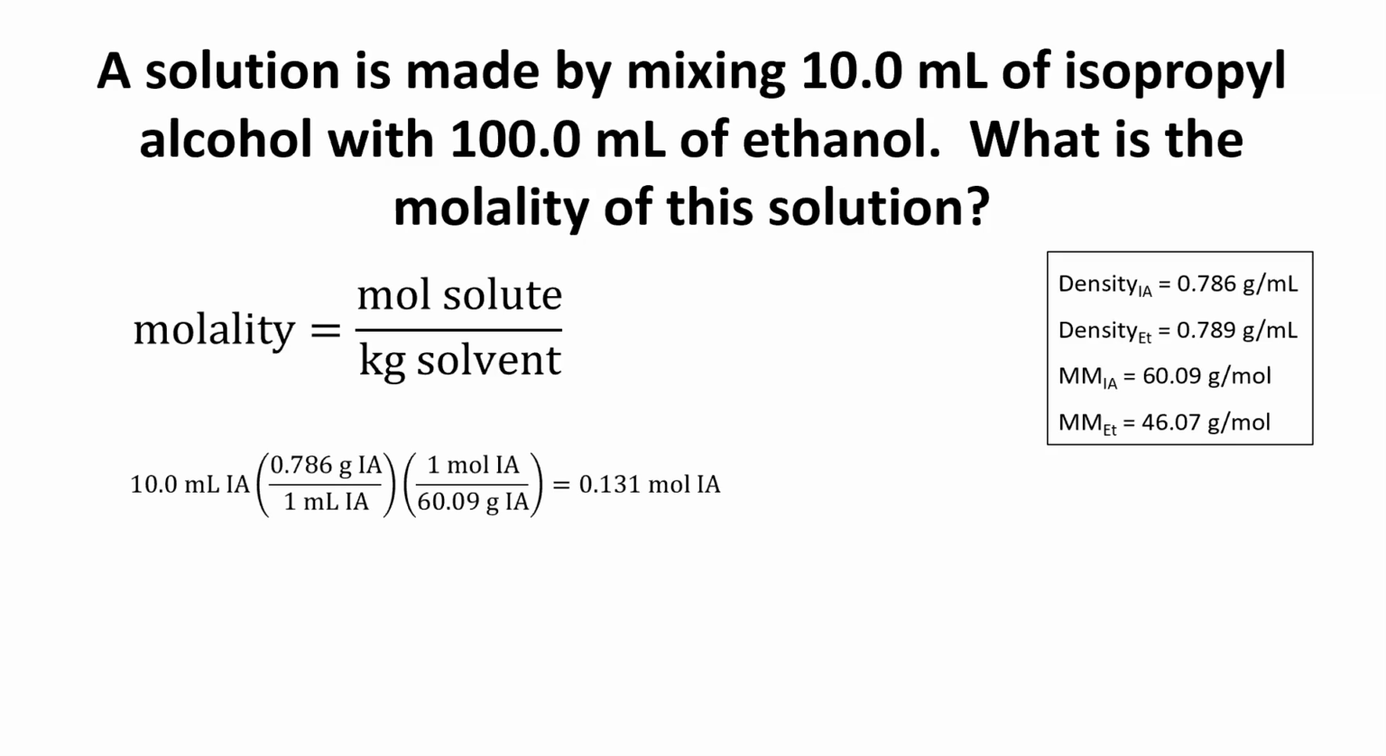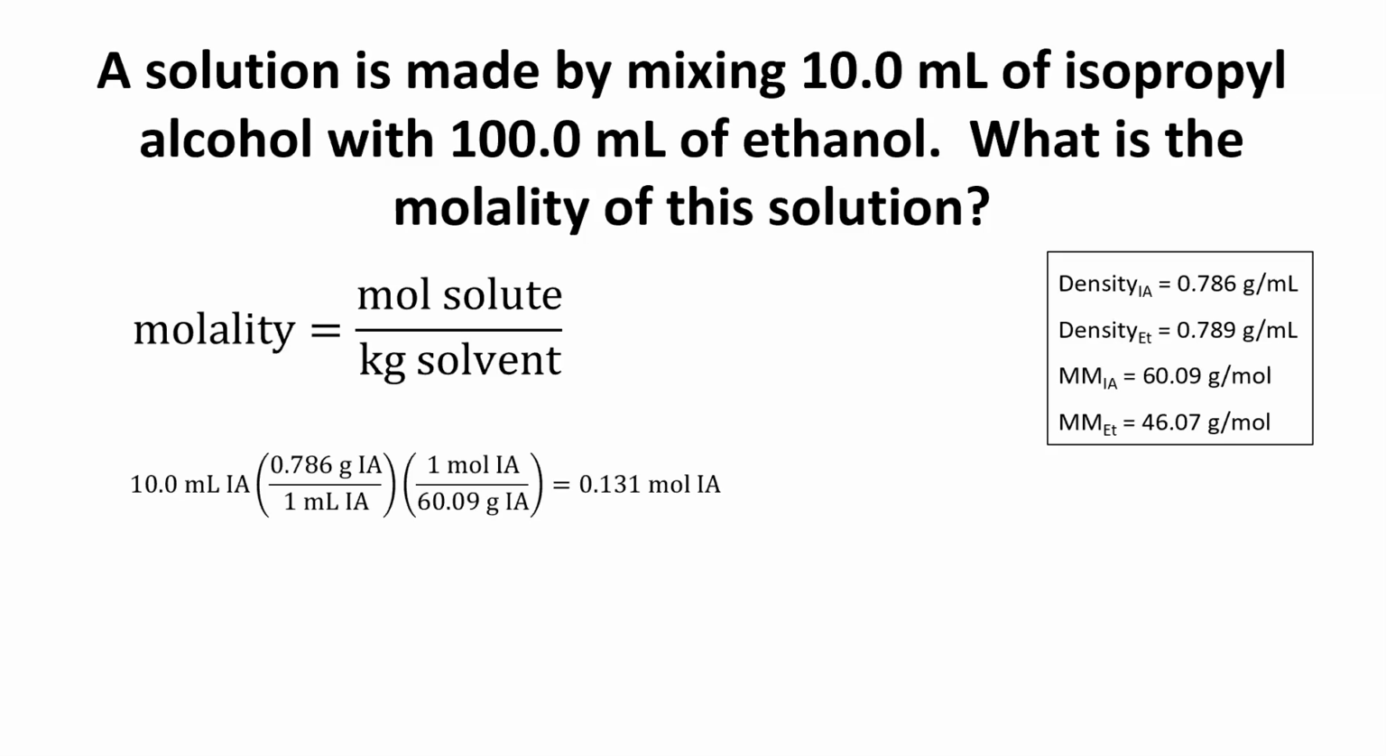Okay, so to begin with, we need to come up with the moles of our solute. That's our isopropyl alcohol. So starting with our 10 milliliters of isopropyl alcohol, we can use the density that is provided in order to convert that milliliters, that volume of our solute, into grams. And then once we have grams of our isopropyl alcohol, we can use the molar mass then to find moles of isopropyl alcohol. So that conversion is displayed on the screen for you.